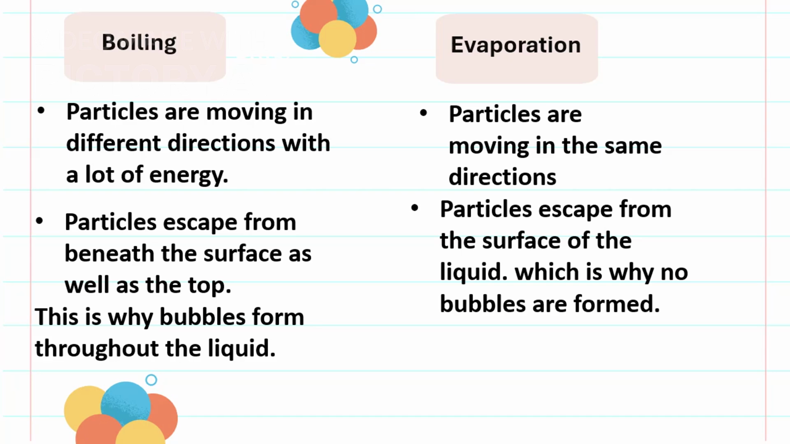1. Direction and energy of particles. In boiling, particles move rapidly in all directions because they have gained a large amount of energy throughout the liquid. In evaporation, particles also gain energy, but the ones that escape are mainly moving away from the surface. The movement appears more orderly because only the high-energy particles at the surface escape. 2. Where the particles escape from. In boiling, particles escape from beneath the surface as well as the top. This is why bubbles form throughout the liquid. In evaporation, particles escape only from the surface of the liquid, which is why no bubbles are formed.